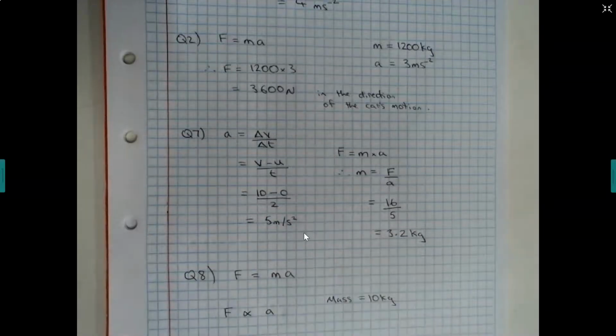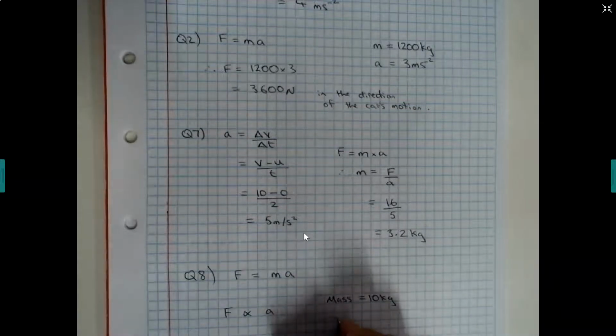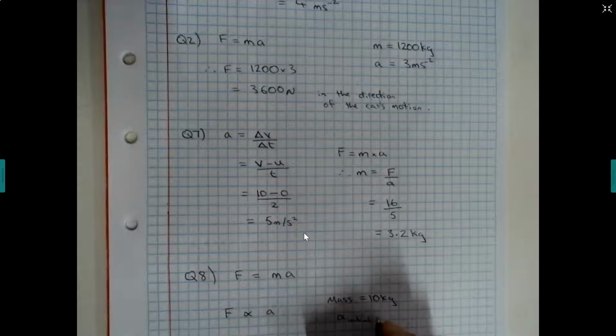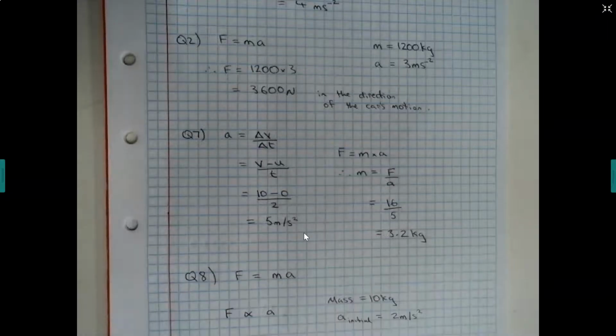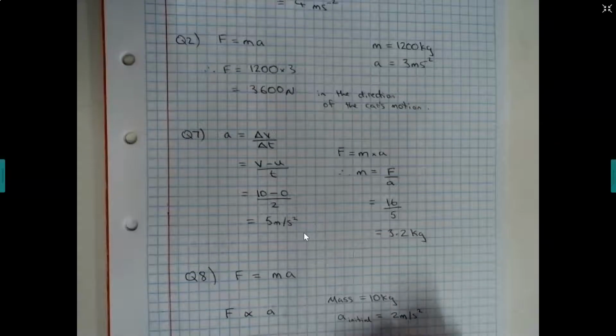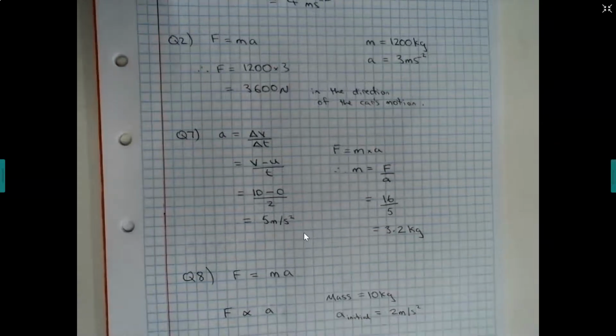All right, the mass is 10 kilograms, and our initial acceleration is 2 meters per second squared. So if I wanted to find the force here, F is equal to mass times acceleration, which is 10 times 2, which is equal to 20 newtons.